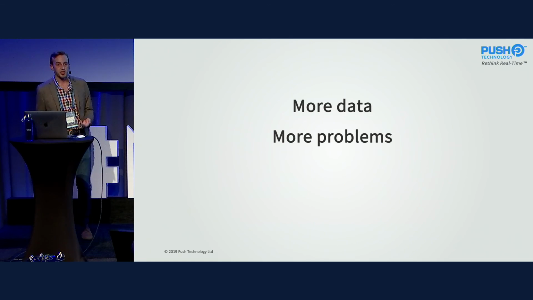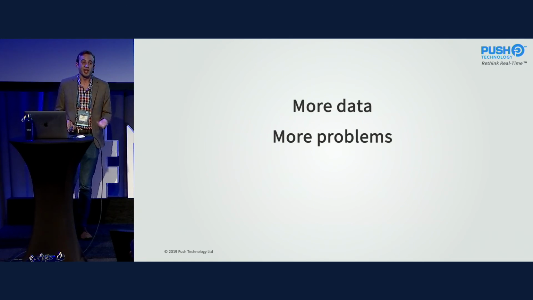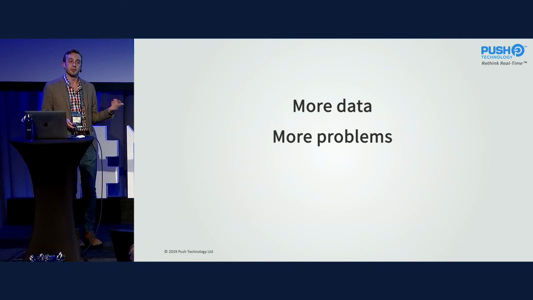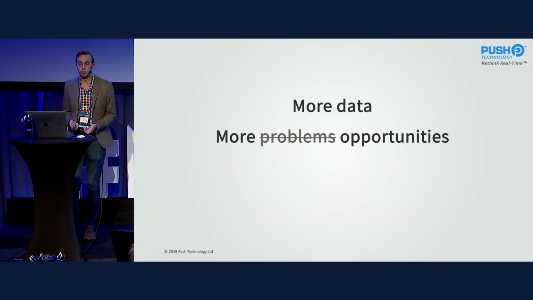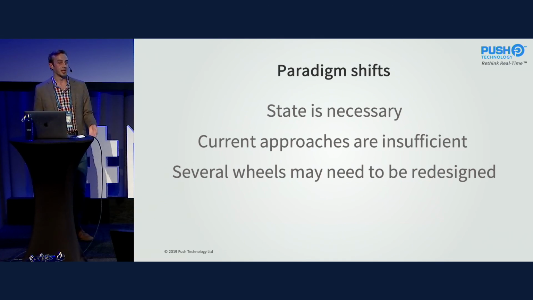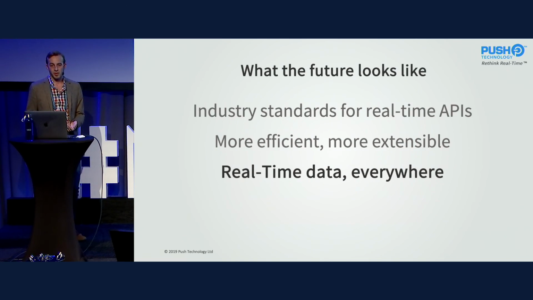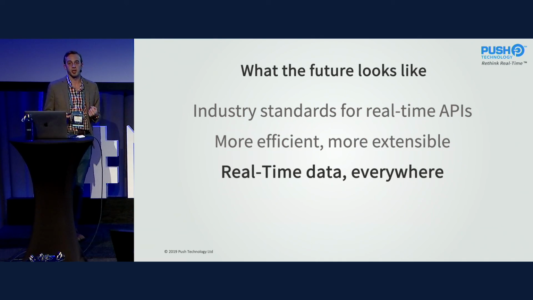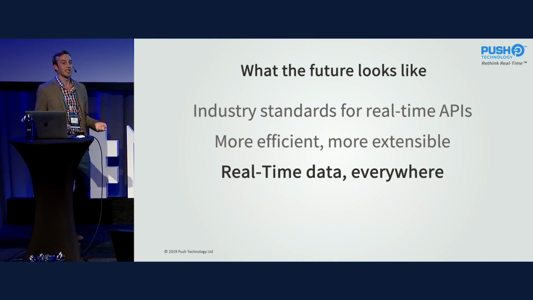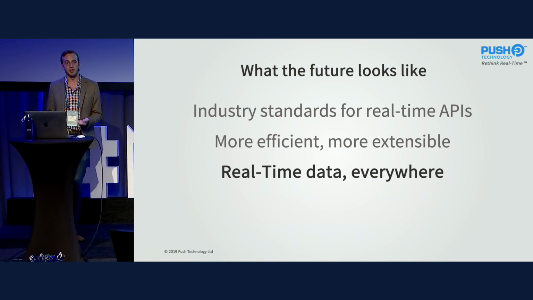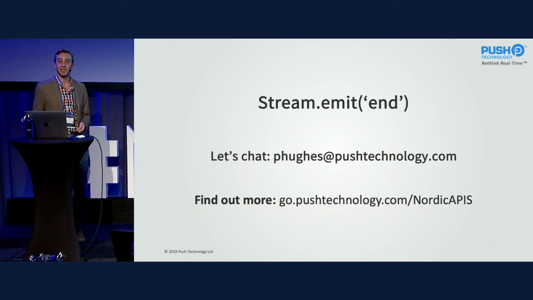So to wrap up, what does this all mean? You have more data, and we have more problems with real time, but we also have more opportunities. I think that we have to come to terms with the fact that state is necessary, and current approaches aren't really working out. But we're going to get to a point where real time becomes everywhere. We become more efficient, more extensible, and we're going to be able to do an awful lot more with real-time applications. Thanks.